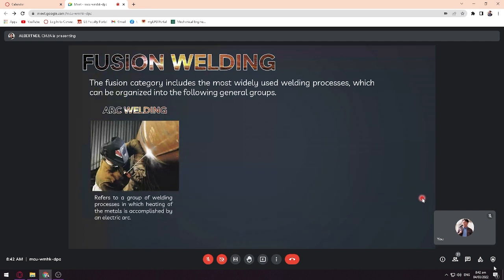First one is the arc welding. So ito yung most common na ginagamit natin. Ito yung gumagamit tayo ng welding rod or filler metals. Nakakonekta sa welding unit natin.